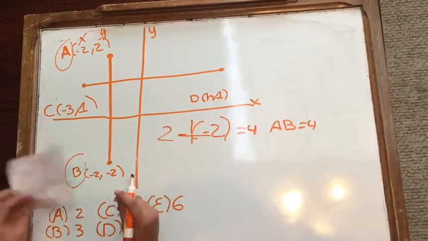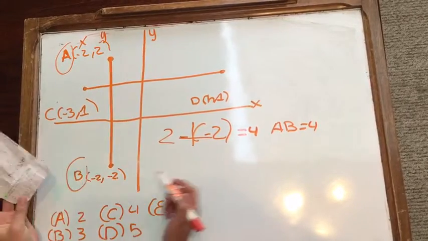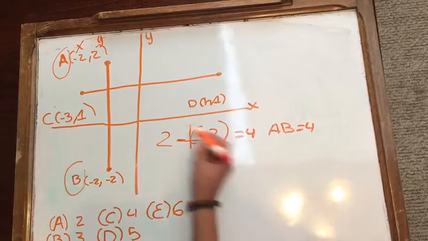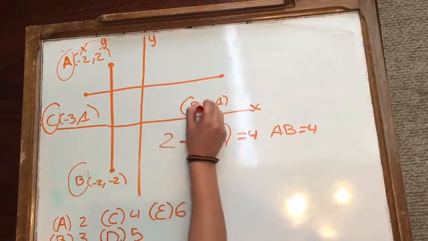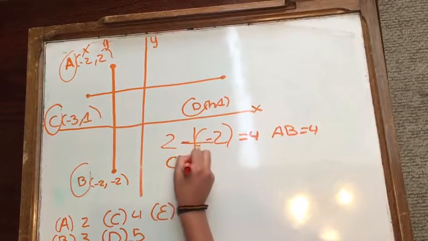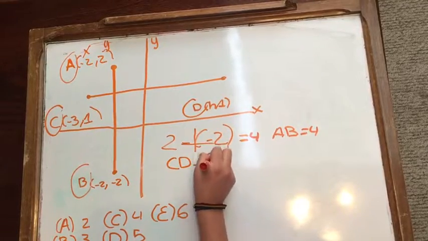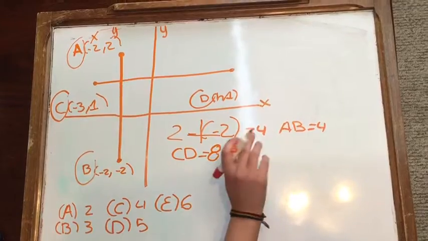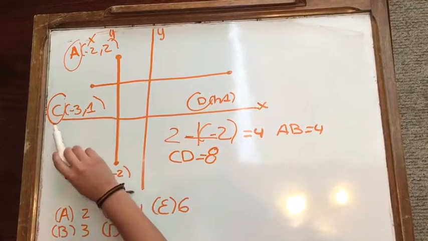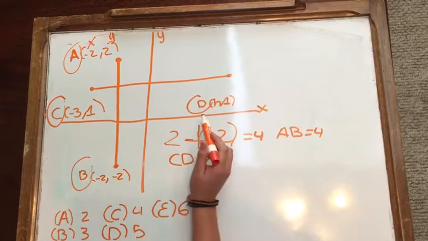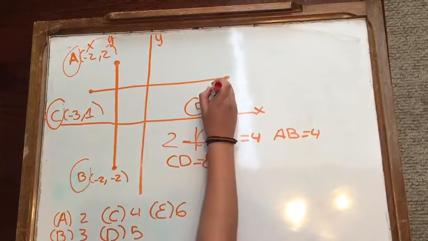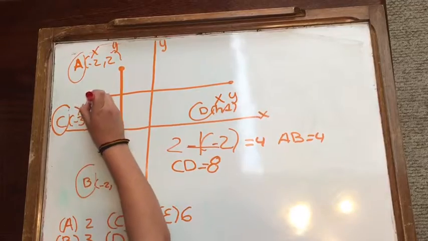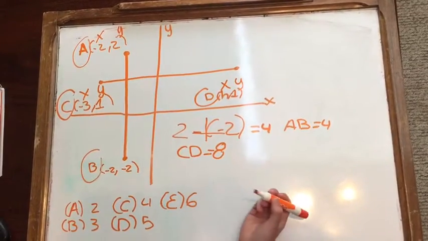Now the question again says CD is twice the length of AB. So if AB is 4, CD has to be 8. Okay, so we have our values, and the question says we have to find H. So we know that C and D is in the x direction. And here we have again our x and our y.